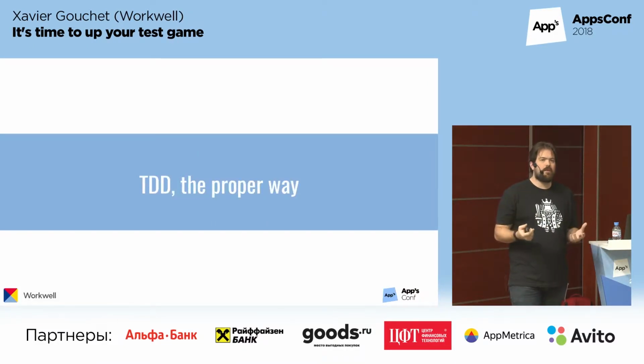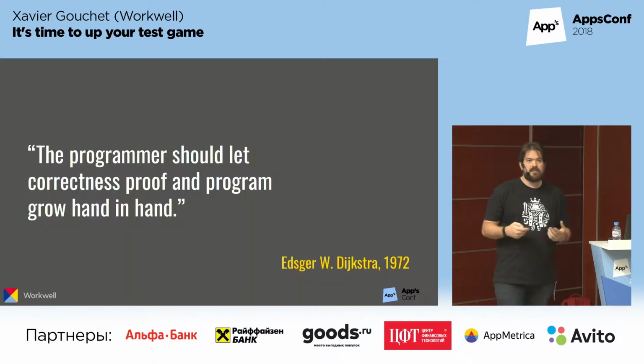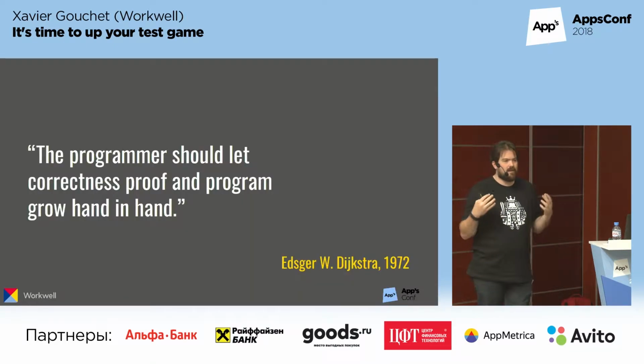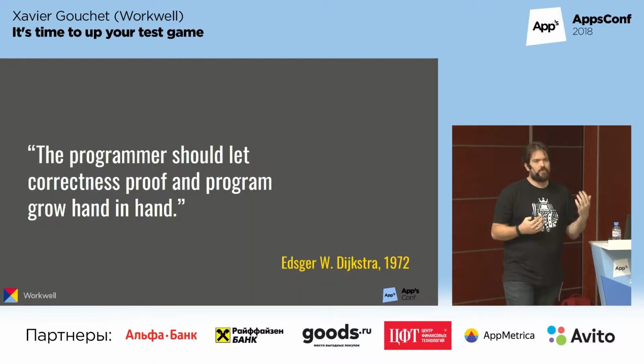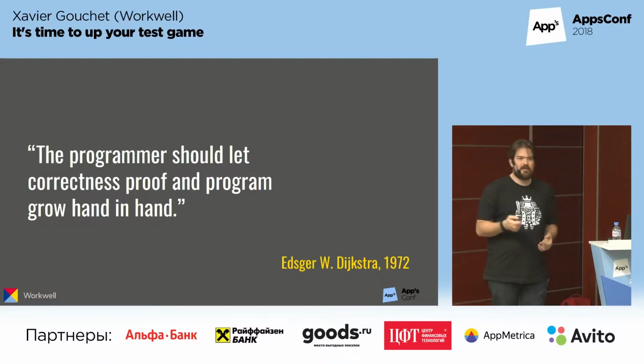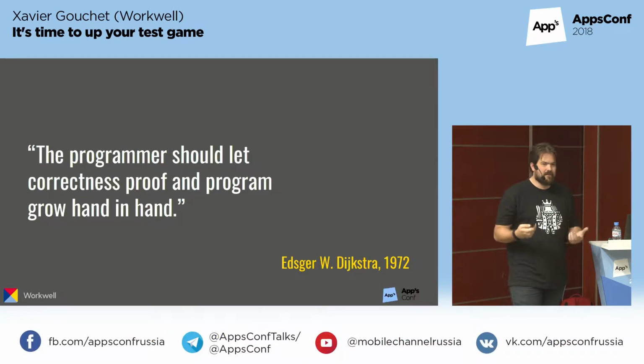And the main way, which some of you might have heard of, is TDD, which is test-driven development. TDD is basically the idea that you should write the proof of your program at the same time as you write your program. It should grow at the same speed, at the same time. And this dates from 1972, so it's a very, very old idea.